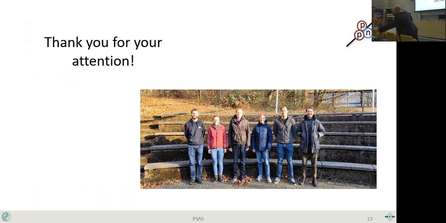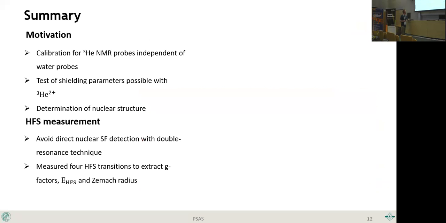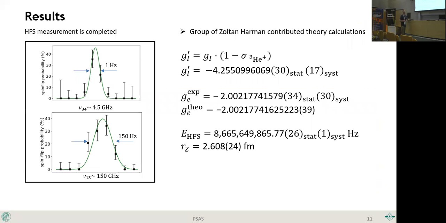So what is your value for the G factor of helium-3? You mean the unshielded one? The G factor of the helium-3 nucleus. I don't have it here, but I can tell you that the helium-3 plus shielding is in agreement with the value Marius Puchalski has calculated.